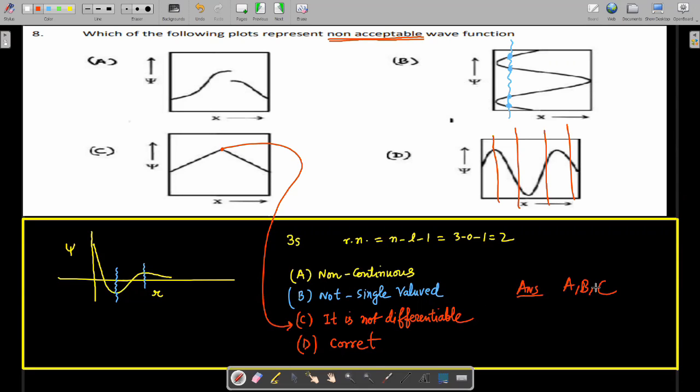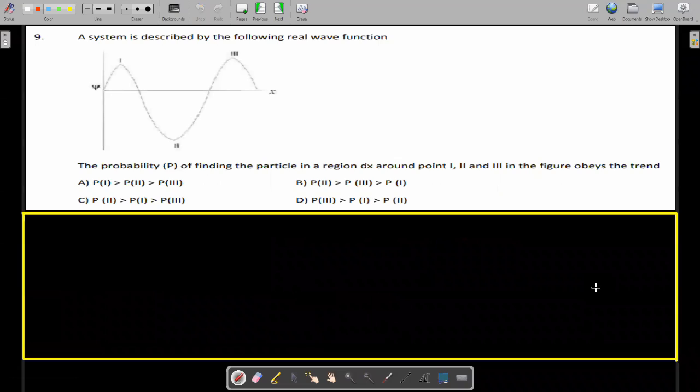So what are the points which we should remember for a wave function? It should be continuous, it should be single valued, and it should be differentiable at each and every point. Okay. Question number 9. A system is described by following real wave function. The probability P of finding the particle in a region dx around the point 1, 2, 3 in the figure obeys the trend. Okay. So when we are discussing, this is psi, it is not related to probability.